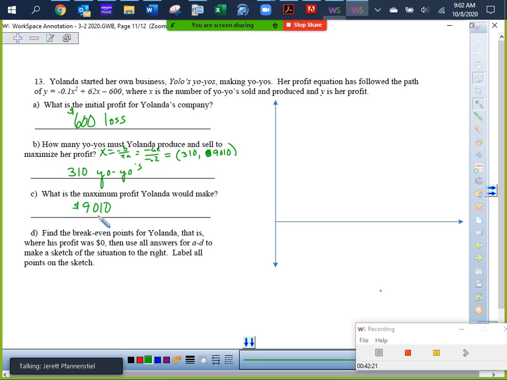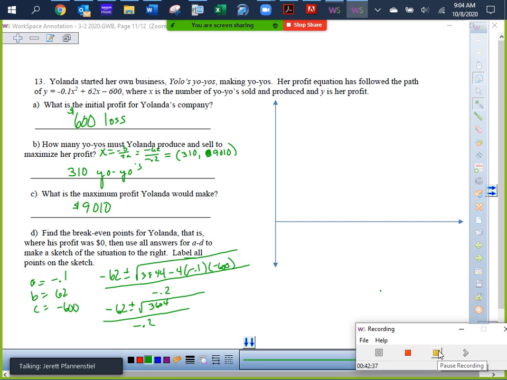Not as much money as old Lawnmower Boy, because guess what? Yo-yos are cheap, and not very many people are buying them compared to lawnmowers. More people want to buy a lawnmower than probably need a yo-yo. Let's find the break-even. Let's use the quadratic formula to do the break-even. Get her subbed in and check back with me.